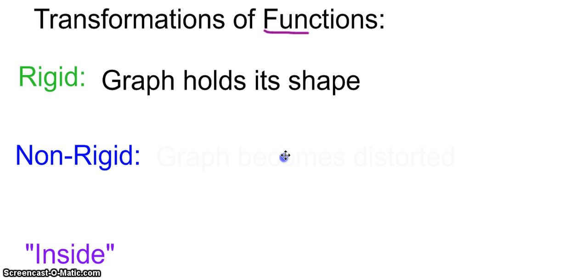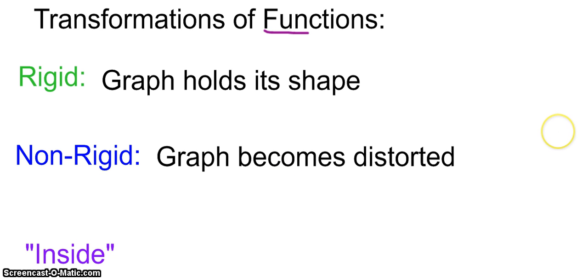We can also talk about non-rigid transformations in which your graph becomes distorted. So you're talking about the same general shape, but you have stretched it or you have shrunk it, and that will be in our next lesson.